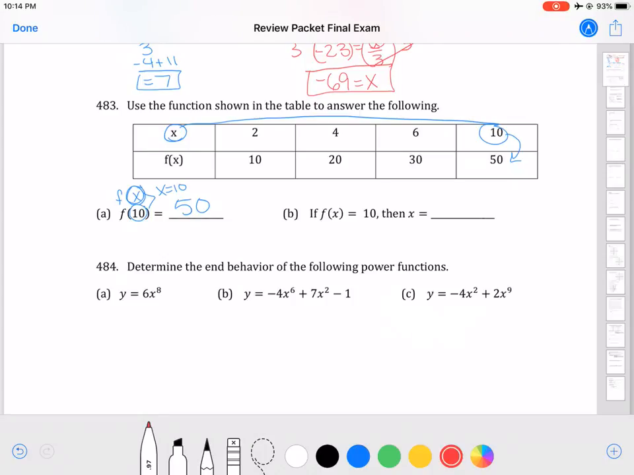Now using the same concept as we just did for part B in the last problem, part B for this one is saying if f of x, that whole thing, is equal to 10, then x is equal to what? I'm going to go to my f of x row, slide it over until I find where f of x is 10, and see that the corresponding x value when f of x is 10 is 2.